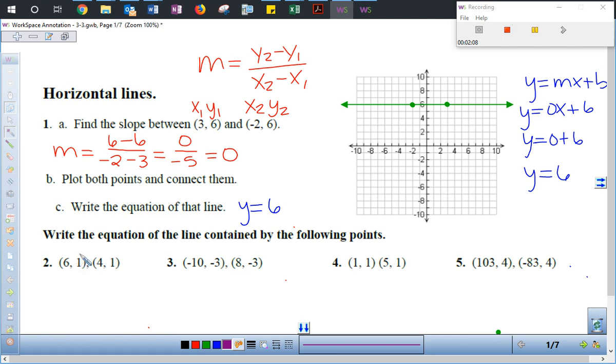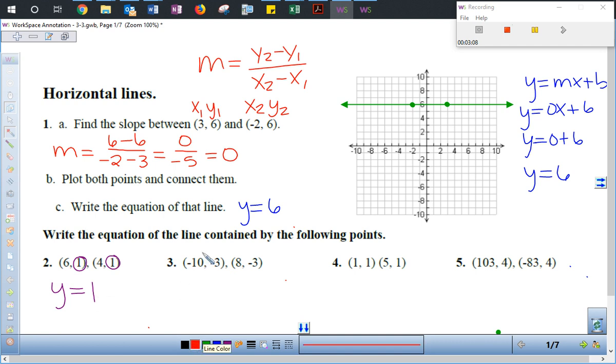Okay, then I want to look at my y values. Are my y values the same? My first one is 1, my second one is 1. They are the same, so I'm going to circle them. Since my y values are the same, the equation will be y equals whatever that number is, 1.